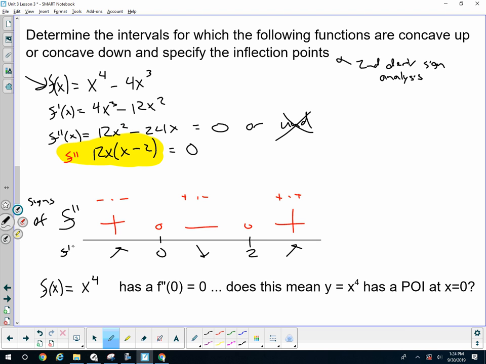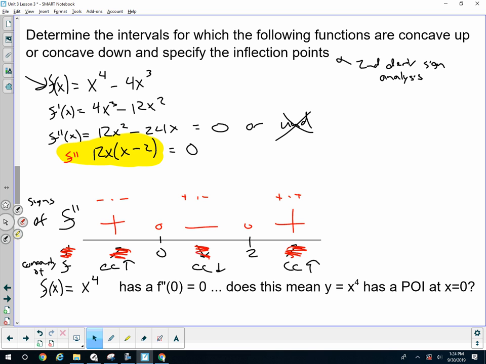So instead of talking about f prime going up and going down, I'm just going to say the concavity of f. F is concave up. F is concave down. F is concave up. So yes, if f double prime is positive, that means f prime values are increasing, but the question is not about when is f prime increasing or decreasing. The question is about the concavity of f.